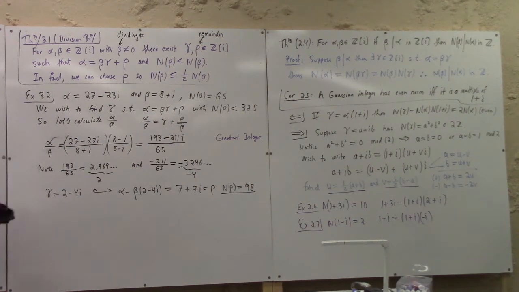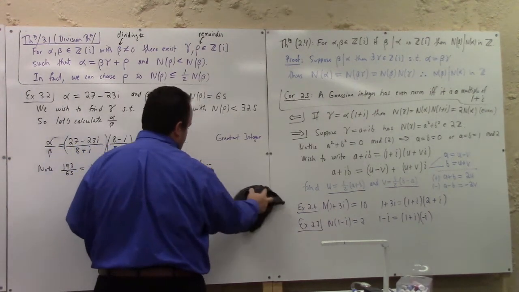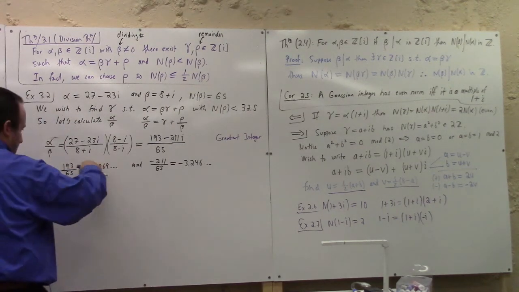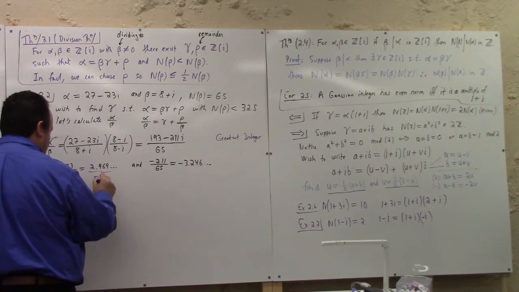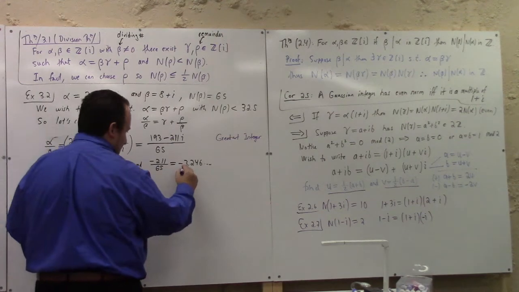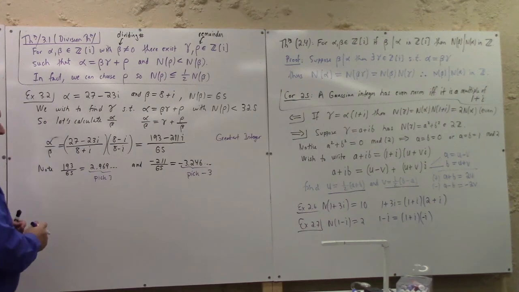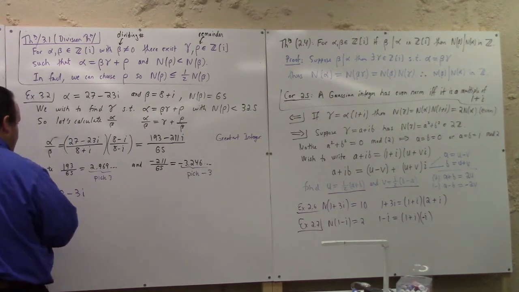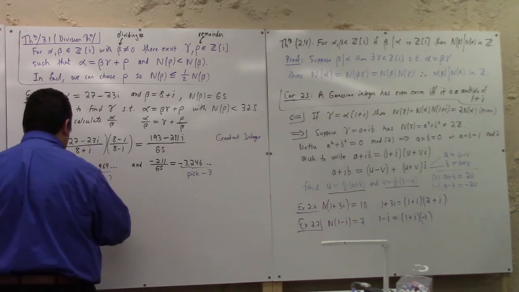Got it? Okay. So instead of picking 2 and minus 4, what we should do is pick the integers which are closest to the decimal form, right? Like we should pick 3, and this one we should pick what? Minus 3 maybe, right? So I'm suggesting that gamma should be chosen to be 3 minus 3i. Then you calculate beta gamma.